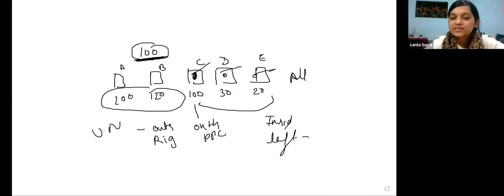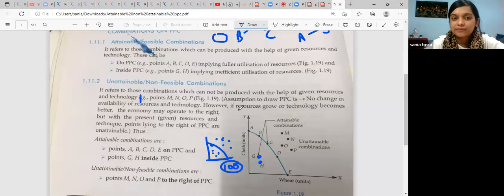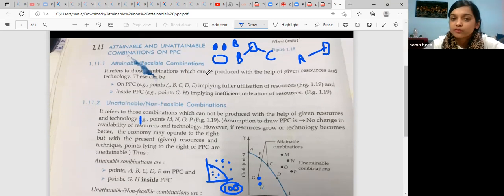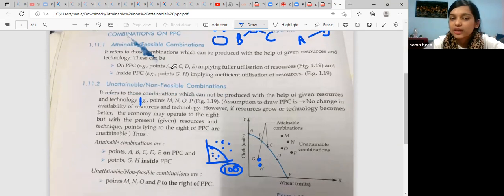Okay, so you can see my screen. You are going to draw this, and first you are going to write the heading: attainable and unattainable combination of PPC. First you will write what is attainable. It refers to the combination of goods which can be produced with the help of given resources and technology. These can be on the PPC or inside the PPC. You are going to write points A, B, C, D, this, and inside G and H.